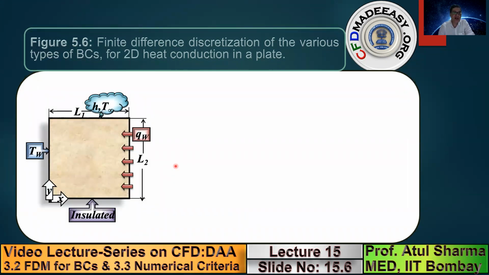Let us take a general heat transfer problem where we have various types of thermal boundary conditions. On the left wall, we have a constant wall temperature. On the bottom wall, we have an insulated boundary condition. On the right wall, we have a constant heat flux boundary condition. And at the top wall, we have a convective boundary condition. There at the wall, Q conduction is equal to Q convection.